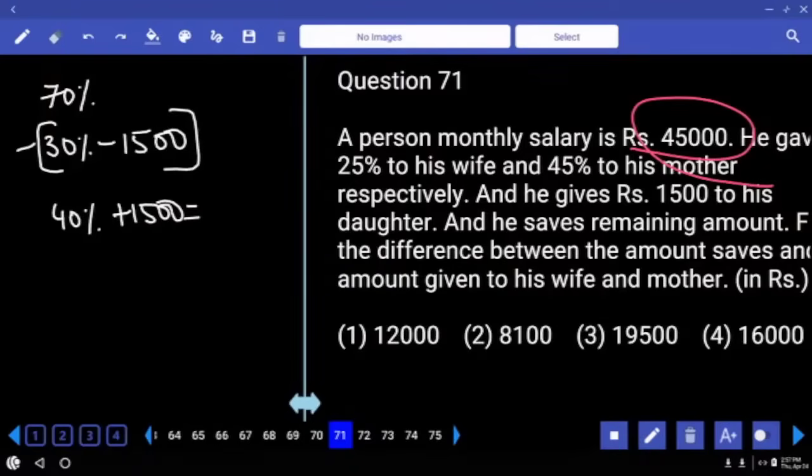19,500. See, before this I did something and I told you 2 options are there.